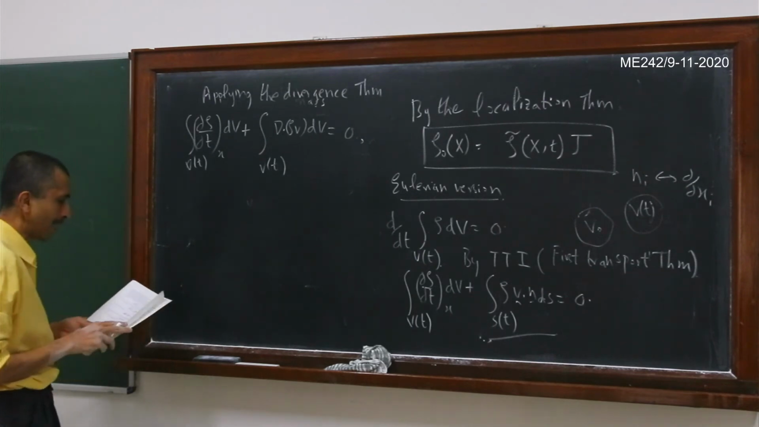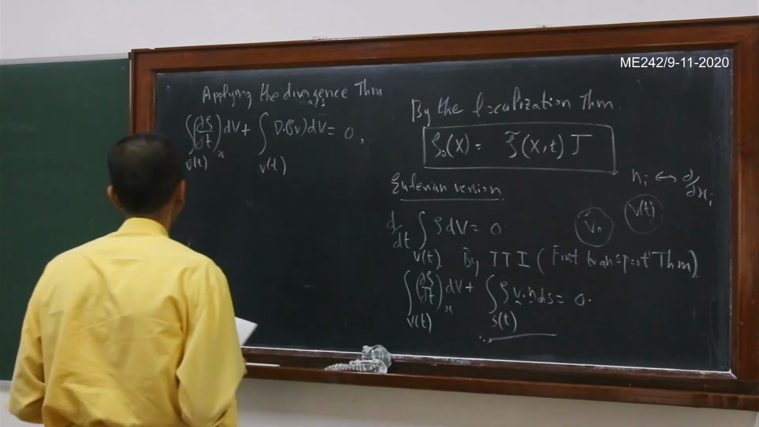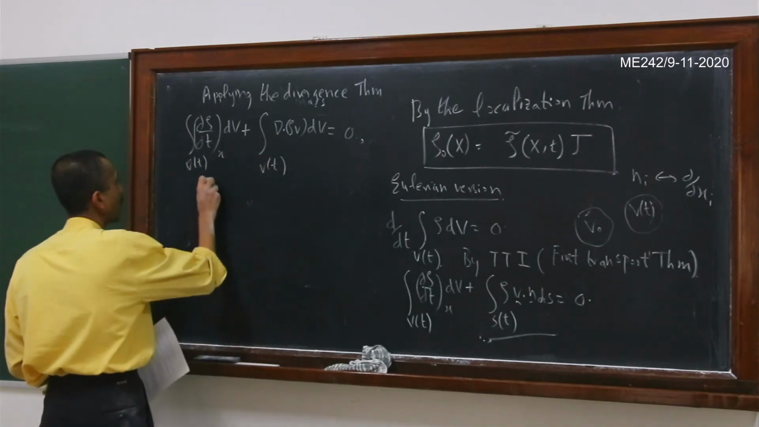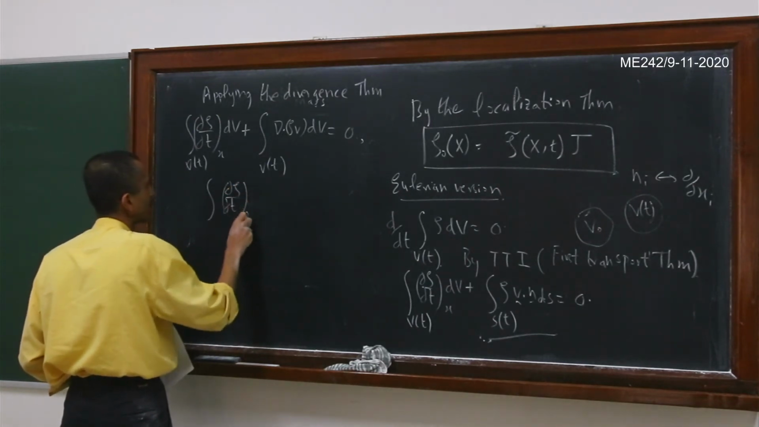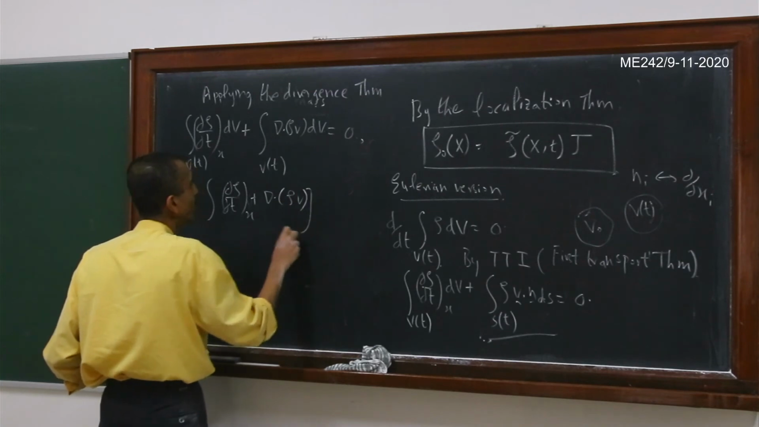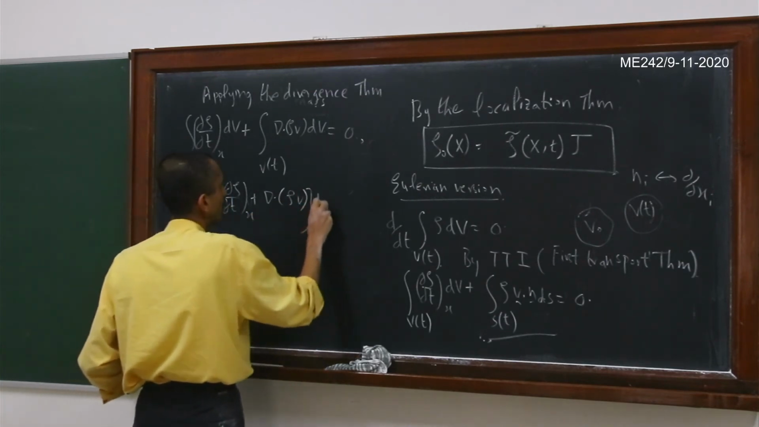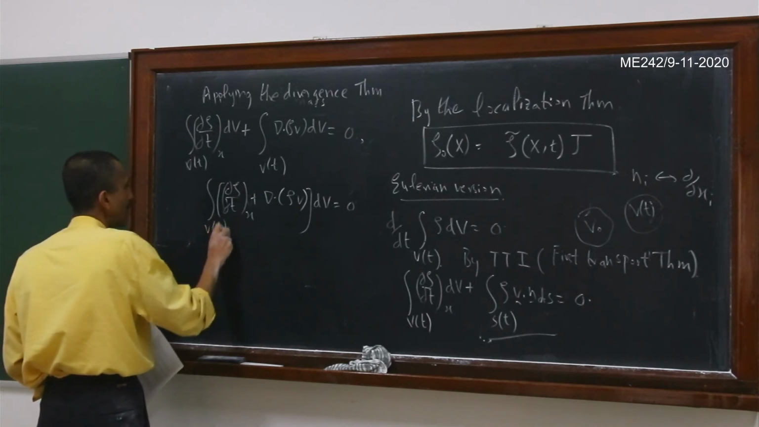So I can write this as the integral of del rho by del t, keeping x fixed, plus del dot rho v, times dv, is equal to 0. This is over v of t.